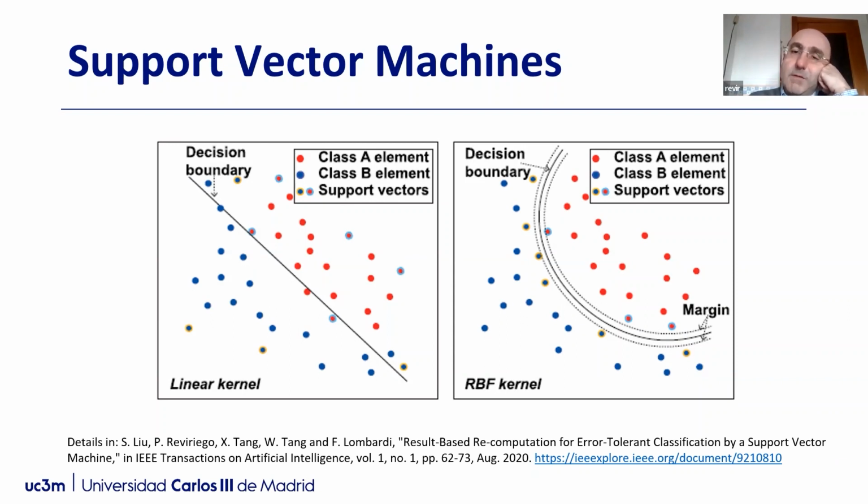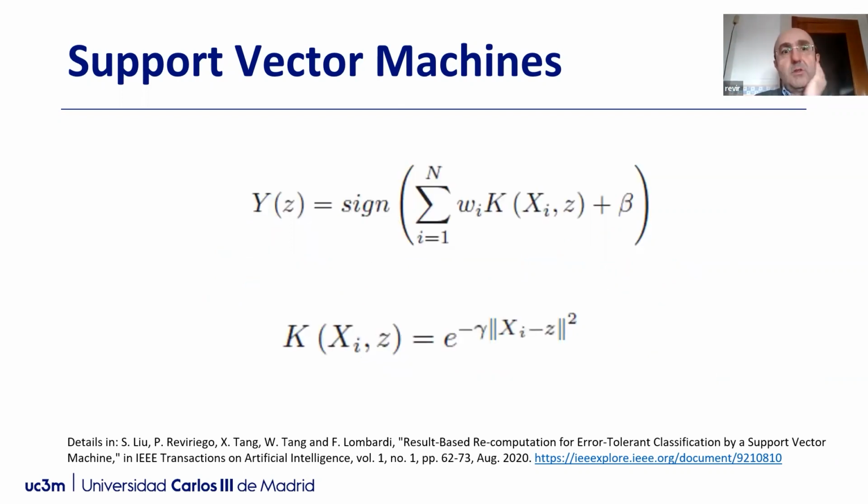So you can use a kernel function, and with that kernel function, you can implement what we see on the right, with a more flexible boundary. So a support vector machine basically computes this equation and takes the sign to determine the class of an element. And here, the kernel function is typically this exponential, which is the radial basis function. There are other functions, but this is probably the most well known.